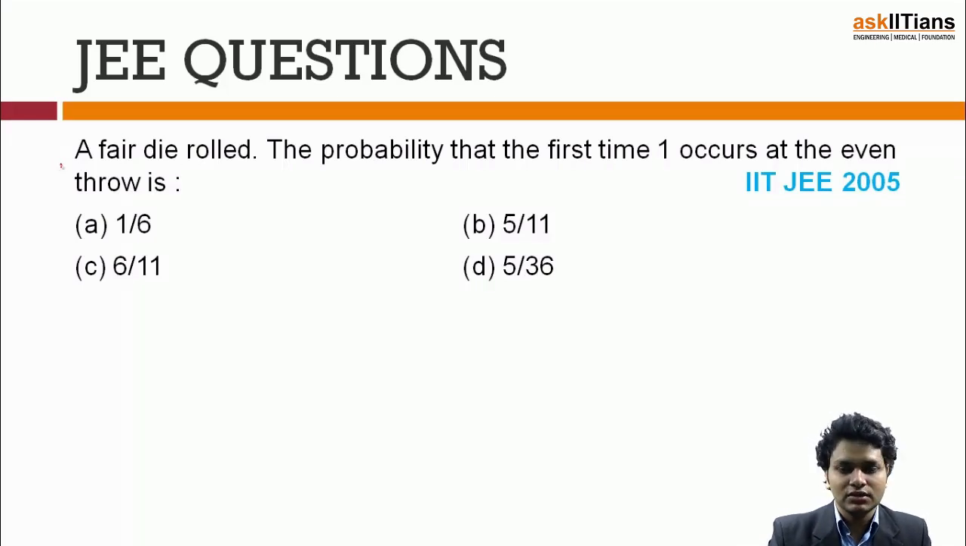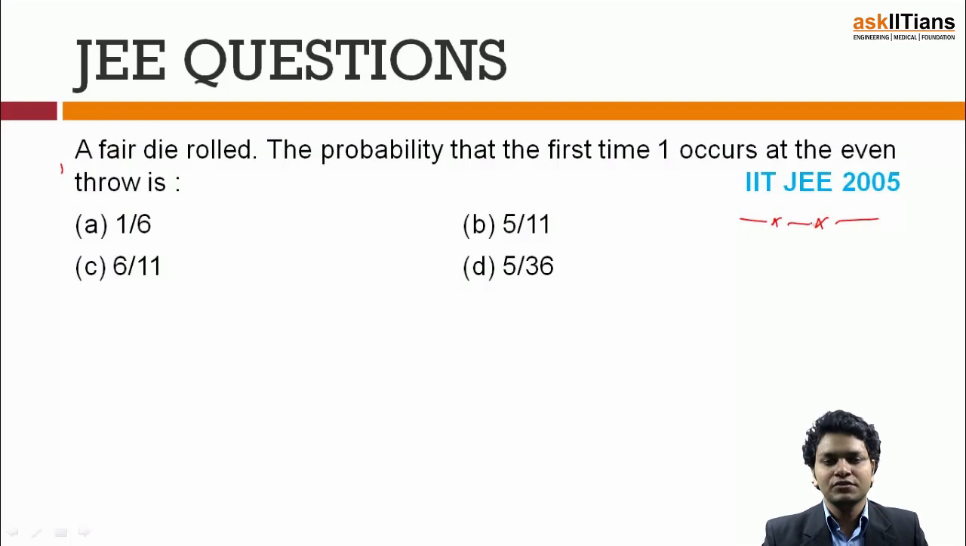It seems quite interesting as it has occurred in JEE 2005. JEE 2005 was a time in which the JEE paper used to give questions which were very tricky and challenging enough to find out answers. Now the question is, a fair die is rolled. The probability that the first time one occurs at an even throw is. Now that's what is very fantastic.